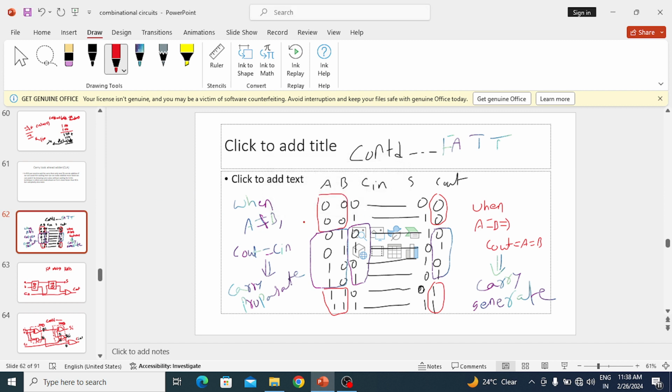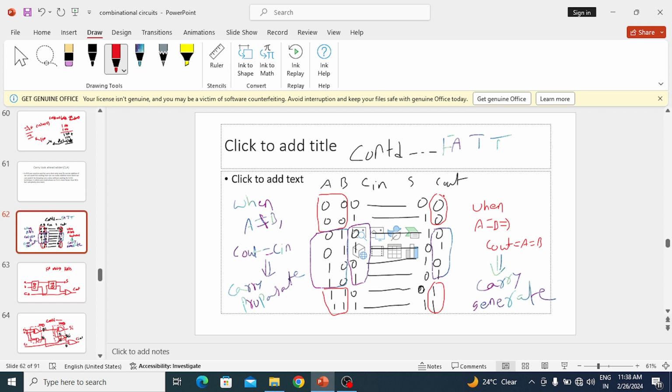Now let us observe another condition. When a not equal to b, what is the output? Whatever C in is, that is coming to C out. See here, when a not equal to b, C out is becoming C in. So when the C in goes to C out, it is going like that. That is called propagation. From here to here it is going like that. So this condition, when a not equal to b, is called propagation.